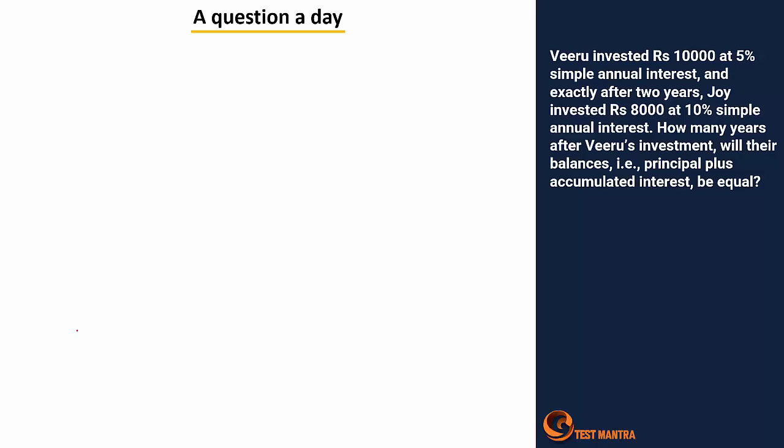The question says Viru invested rupees 10,000 at 10% simple annual interest, and exactly after 2 years Joy invested rupees 8,000 at 10% simple annual interest. How many years after Viru's investment will their balances, that is principal plus the accumulated interest, be equal?